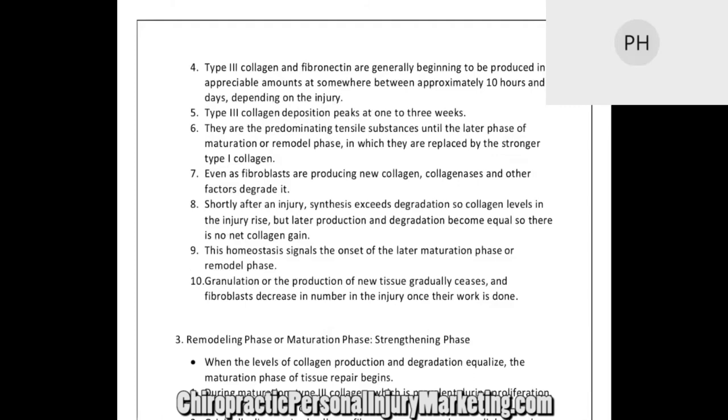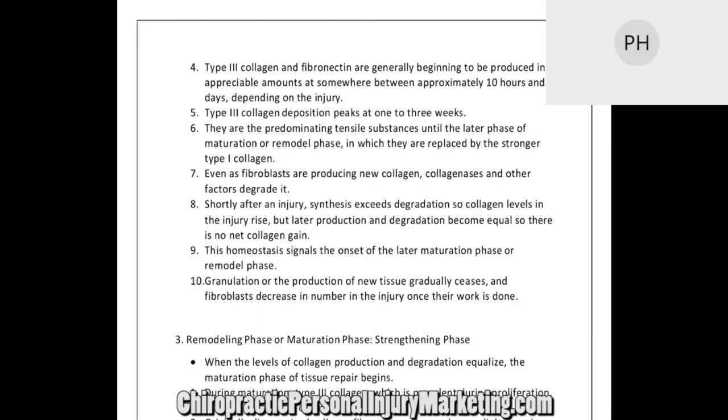Type 3 collagen and fibronectin generally begin to be produced in appreciable amounts somewhere between approximately 10 hours and 3 days, depending on the injury. Type 3 collagen deposition peaks in 1 to 3 weeks. These are the predominating tensile substances until the later maturation or remodeling phase, in which they are replaced by the stronger collagen. Even as fibroblasts are producing new collagen, collagenases and other factors degrade it. Shortly after an injury, synthesis exceeds degradation, so collagen levels in the injury rise, but later production and degradation become equal, so there's no net collagen gain.